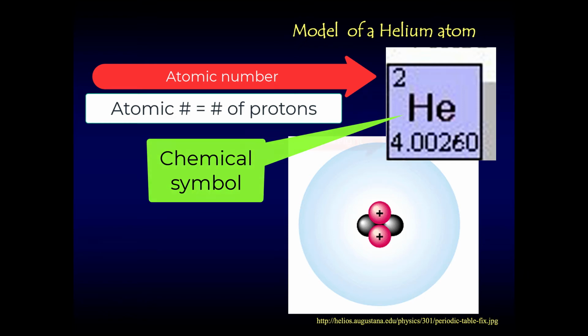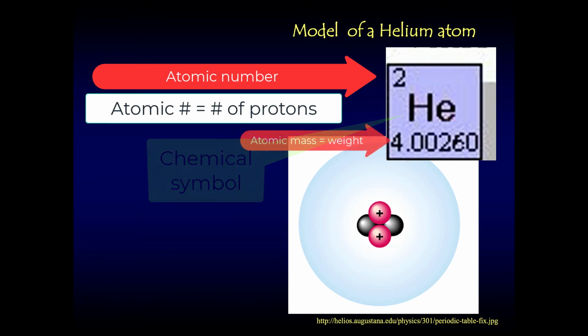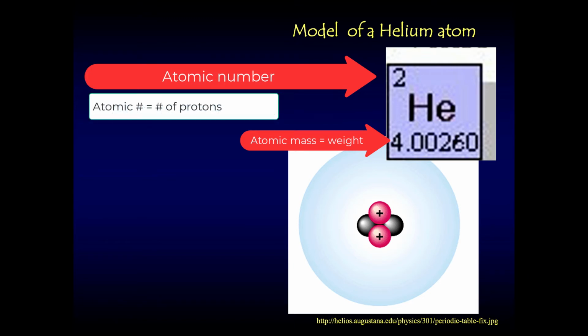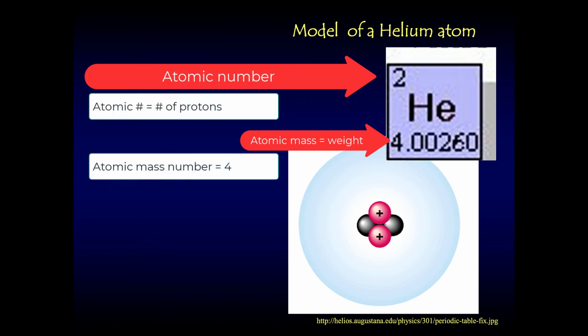The number at the bottom is the atomic mass, or atomic weight. It's actually the average weight of all the helium atoms in the universe. If you round the weight off to a whole number, that would be 4. So that would be the atomic mass number. Atomic mass number is the atomic mass rounded off to the nearest whole number.